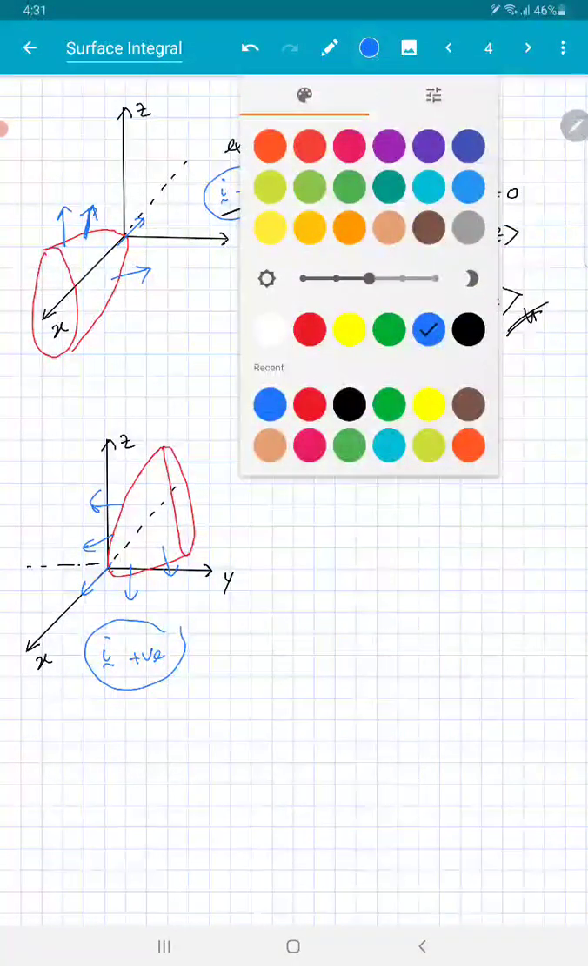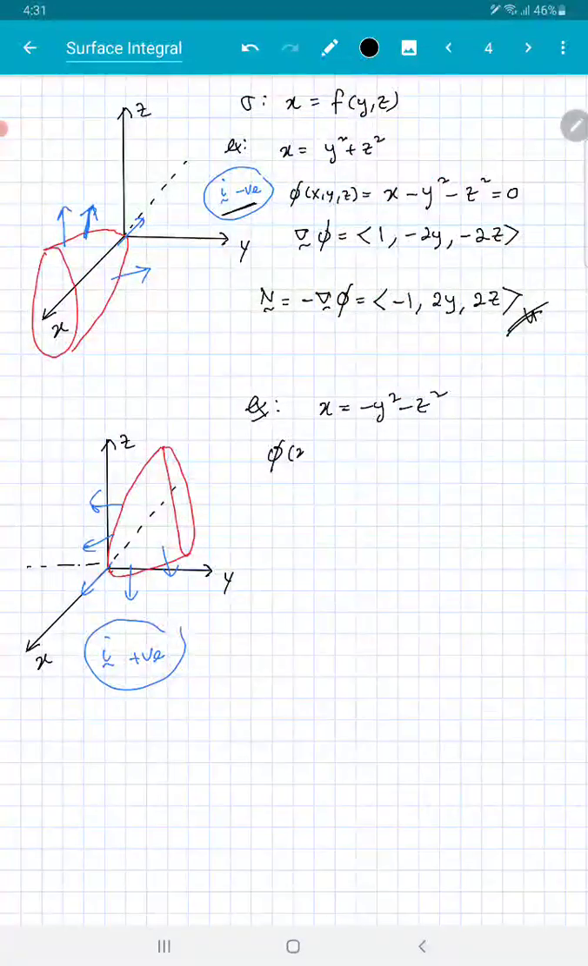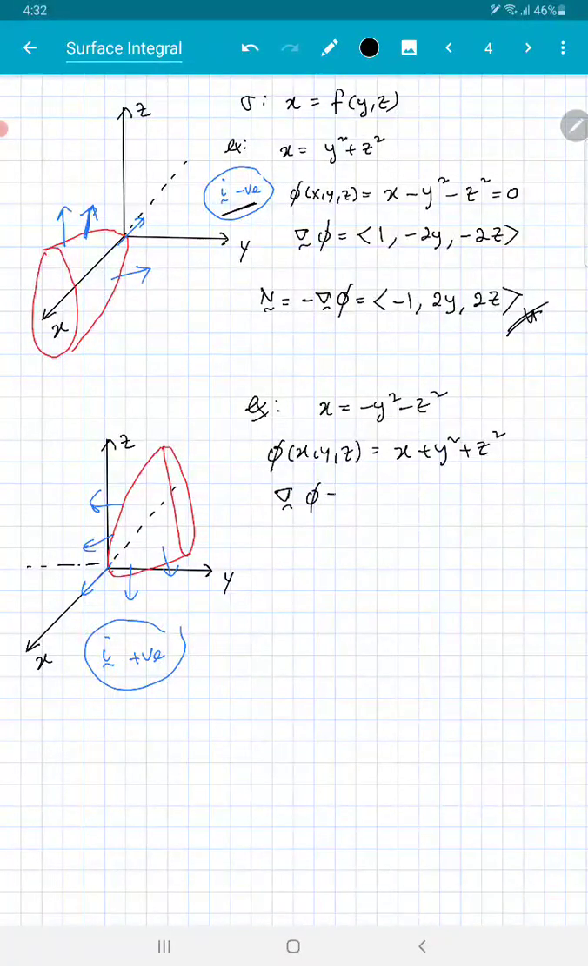Now let's say here we rearrange the equation of the surface so that you have an x, y, z function. You can rewrite it as x plus y squared plus z squared. Then the gradient of phi: differentiate phi with respect to x, you get a 1. With respect to y, you get 2y. With respect to z, you get 2z. And then check the x component. You want it to be positive. It is positive, so this is your normal vector. Alright, so your surface is either facing the positive x-axis or negative x-axis.